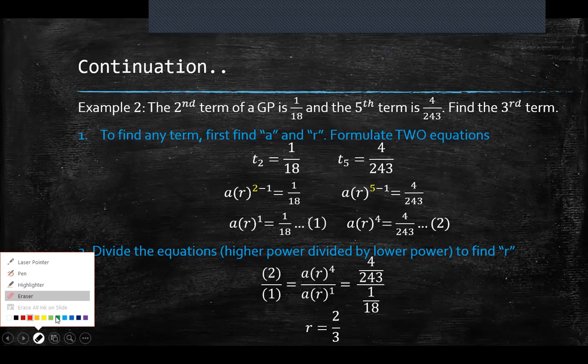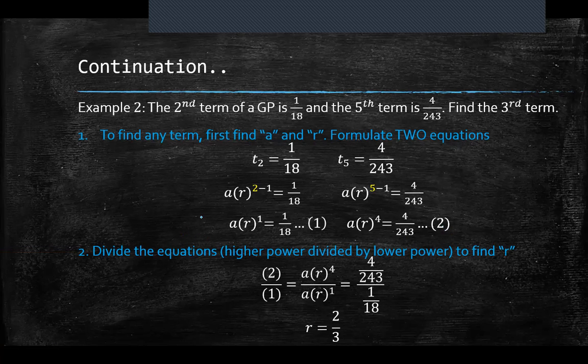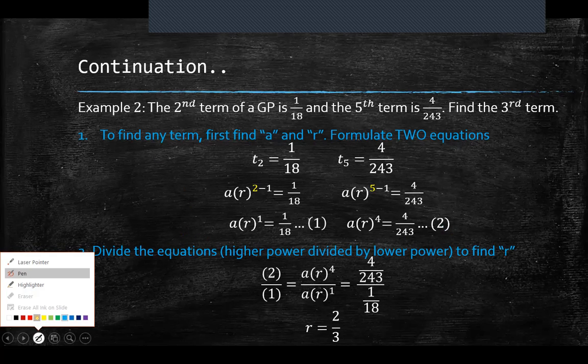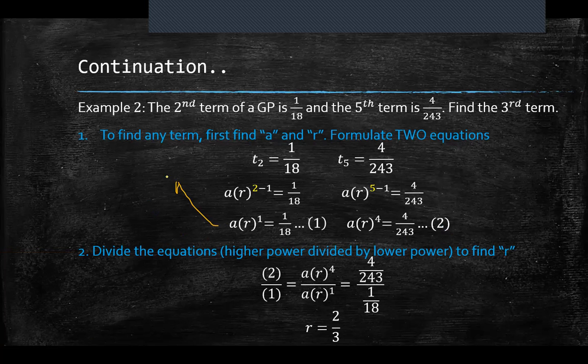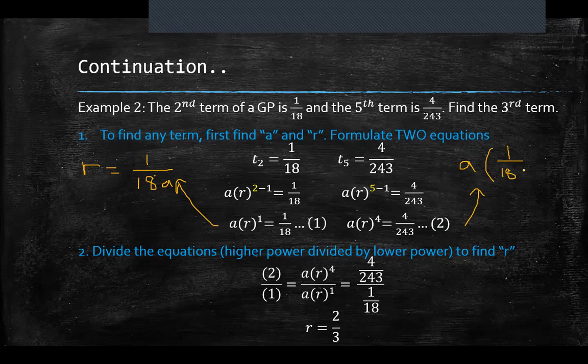You can actually take these two equations and solve simultaneously, but you might use, let's say, substitution. Let's say you use substitution and I make r the subject. So r would be equal to 1 on 18a. Then you have to take this 1 on 18a and substitute it into here to get that (1 on 18a) to the power of 4 is equal to 4 on 243.